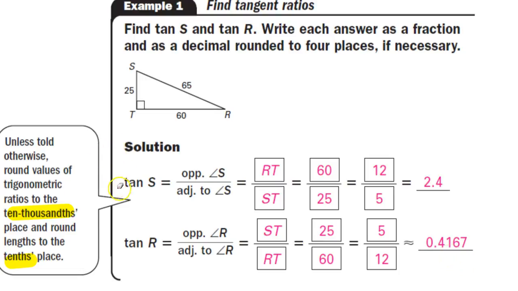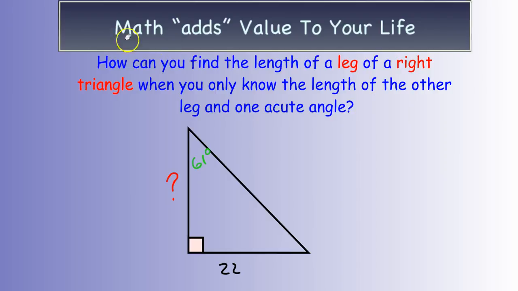Those are the ratios and their values, and now we still need to learn to use that to find what we're after, which is unknown lengths and unknown angle measurements. How can you find the length of a leg of a right triangle when you only know the length of the other leg and one acute angle? That's what we're working towards, and we'll see that we can find unknown angles and lengths eventually.